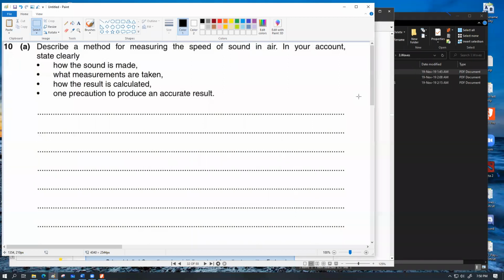The precaution for the echo is that one student should make the clap and another student should do the time measurement for an accurate operation. Another is that the time measurement should be done for at least 10 claps of the wooden blocks so that the average time measured is more accurate.